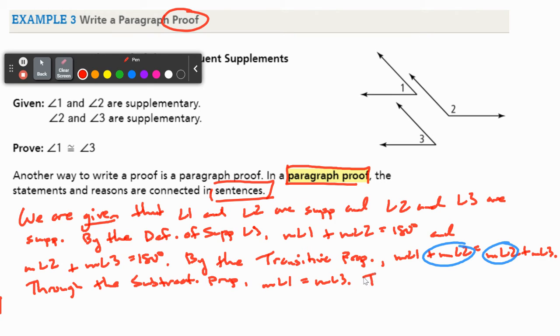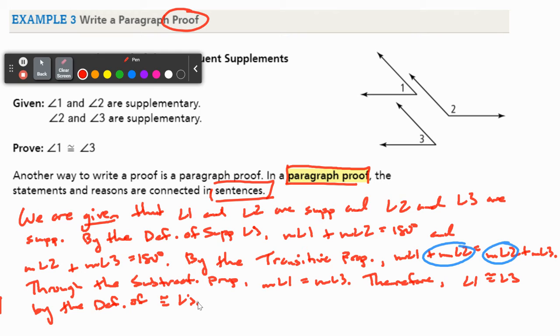And therefore, typically, if I get to the prove part, I'll use a therefore or a thus. Again, we want to prove angle 1 is congruent to angle 3. Well, their measures are equal, so that means that they're congruent. Therefore, angle 1 is congruent to angle 3 by the definition of congruent angles that you talked about way back in a previous lesson.